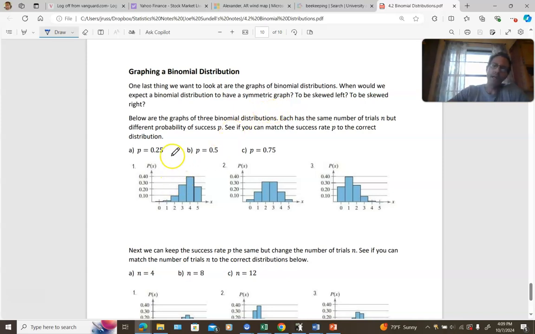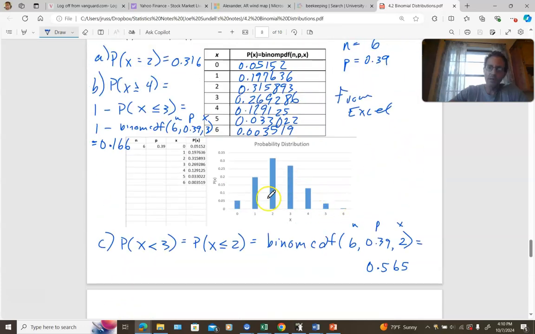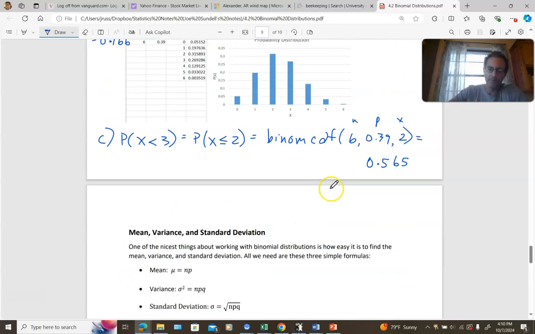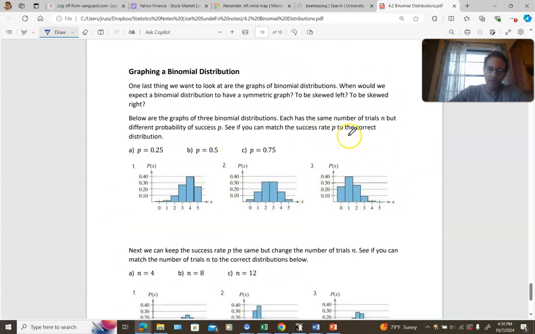Yeah, and so because of that, depending on the probability of success, that will render these distributions either roughly symmetric or left-tailed or right-tailed, depending on that value, okay? So what we've got going on here is we've got 3 binomial distributions. This one is very similar to the one I did. And the number of trials in each of these is the same.